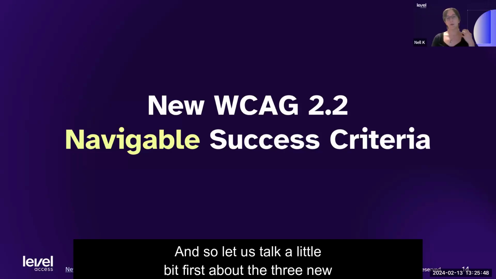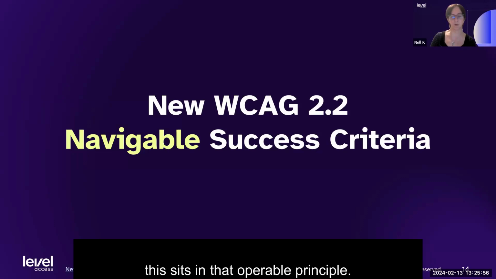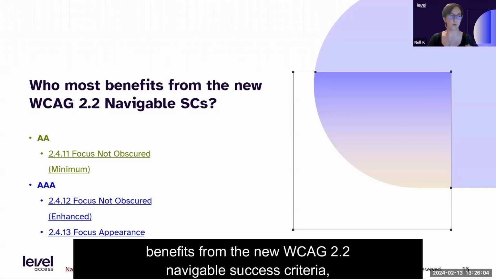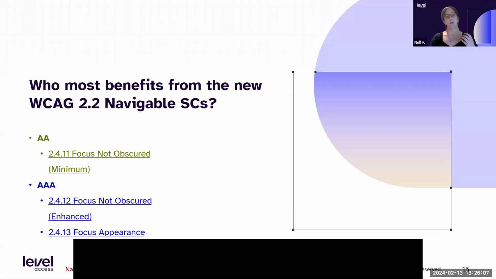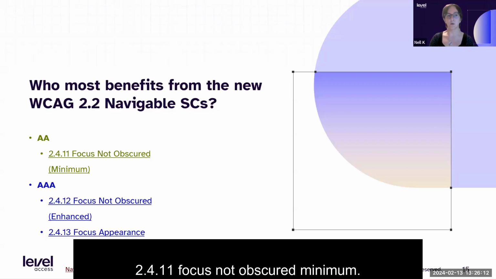And so let us talk a little bit first about the three new navigable success criteria, which again sits in that operable principle. So we're talking about operability. And when we're thinking about who most benefits from the new WCAG 2.2 navigable success criteria, we are thinking about who is going to benefit most from AA 2.4.11 Focus Not Obscured (Minimum), and then its AAA version at 2.4.12 Focus Not Obscured (Enhanced), and 2.4.13 Focus Appearance.